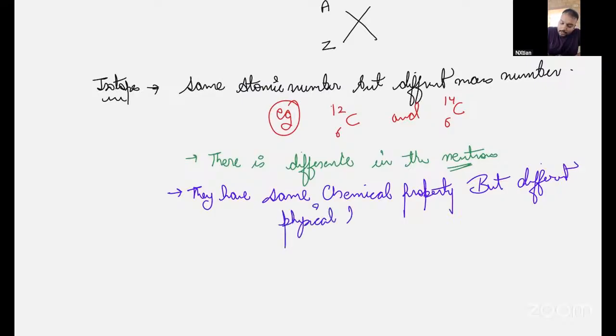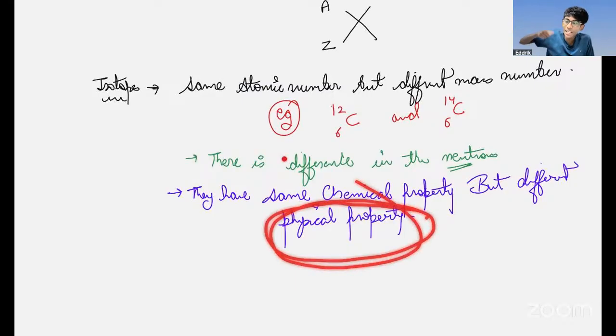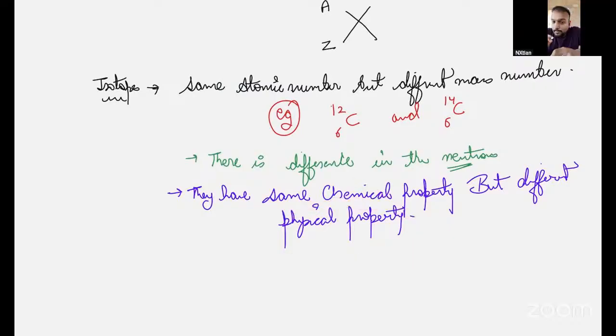So from this, what can we conclude? If you change only the neutron in an element or in an atom, then we will have a change only in the physical property, because it is the same element, and the same element means the same chemical property. But the number of neutrons is varying, so the physical properties will also vary. If it is an MCQ, it will ask which is responsible for the change in chemical property: the number of protons or the number of electrons, not the number of neutrons.